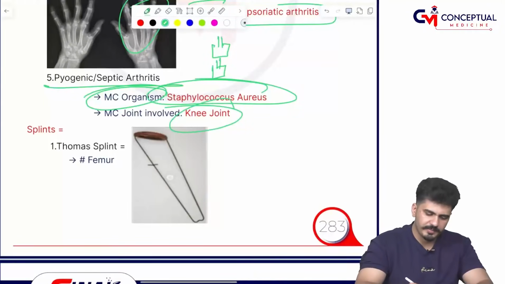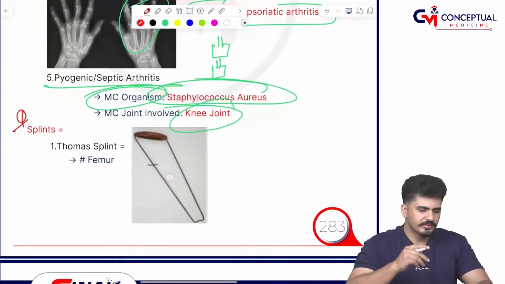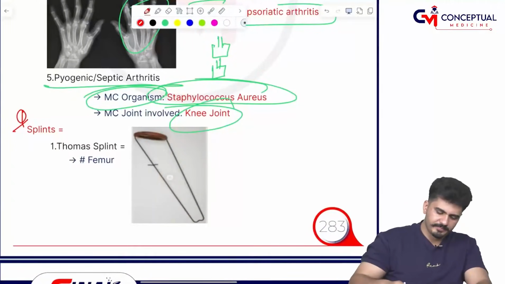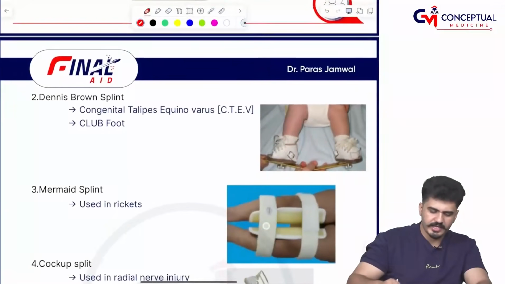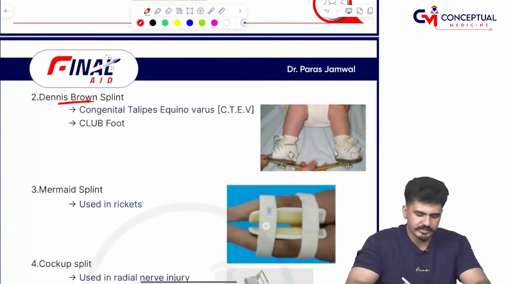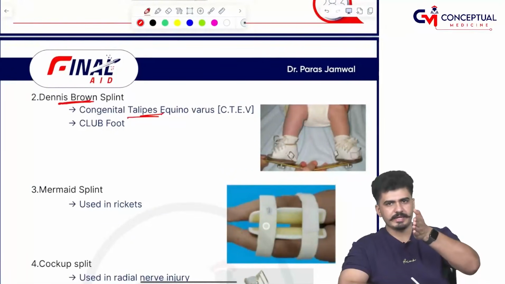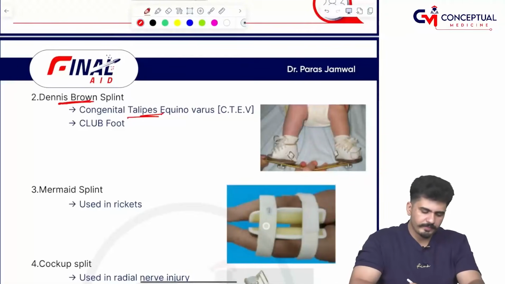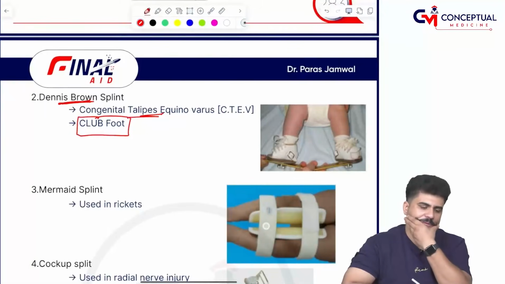Now we have to talk about different types of splints, sir. Thomas splint is used in femur fracture. Denis Browne splint is used in CTEV, congenital talipes equinovarus, where the talus bone is standing like this rather than this.